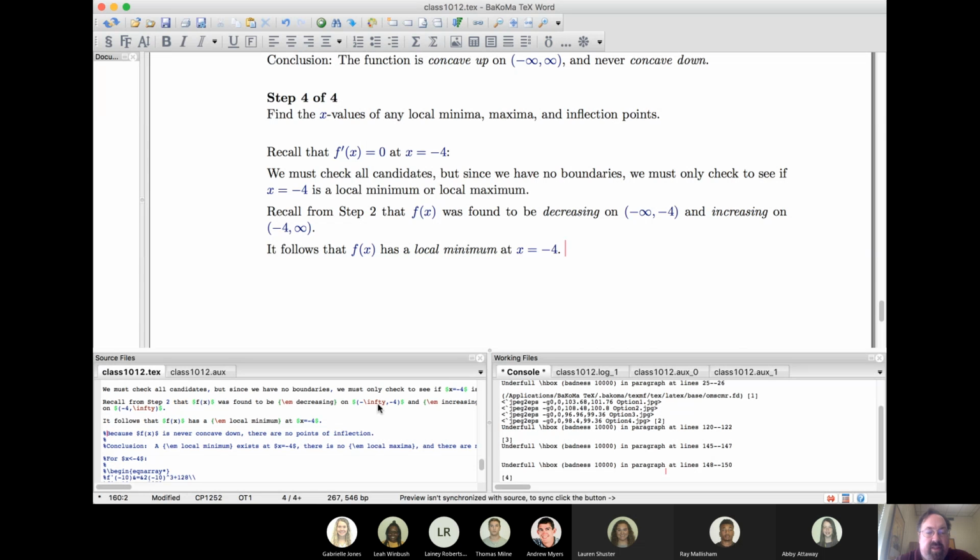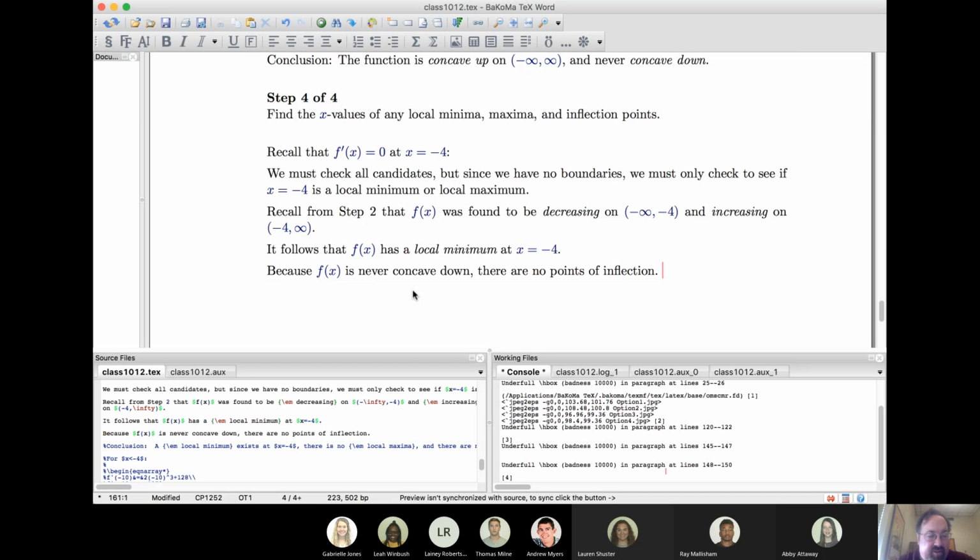And there are no inflection points because that requires a change in concavity from up to down or down to up. But the function is never concave down, so there's no opportunity for an inflection point.